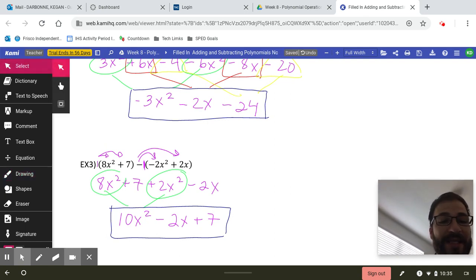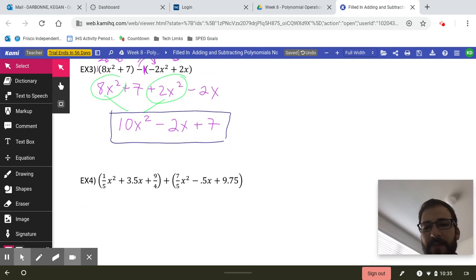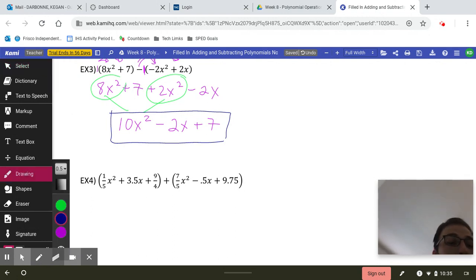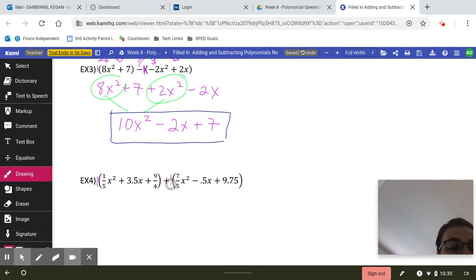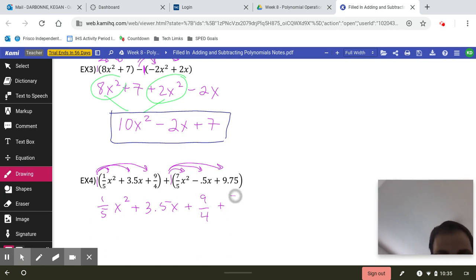All right, last but not least, we have example 4. Now, example 4 is not necessarily more difficult. It's just got some fractions and some decimals, so the adding and subtracting might be a little harder. Okay? But just like before, we've got ones in front of both of these parentheses. This time it's addition, so I don't have to worry about my signs changing. So really, we can just drop those parentheses. So this becomes 1/5 x squared plus 3.5x plus 9/4 plus 7/5 x squared minus 0.5x plus 9.75.